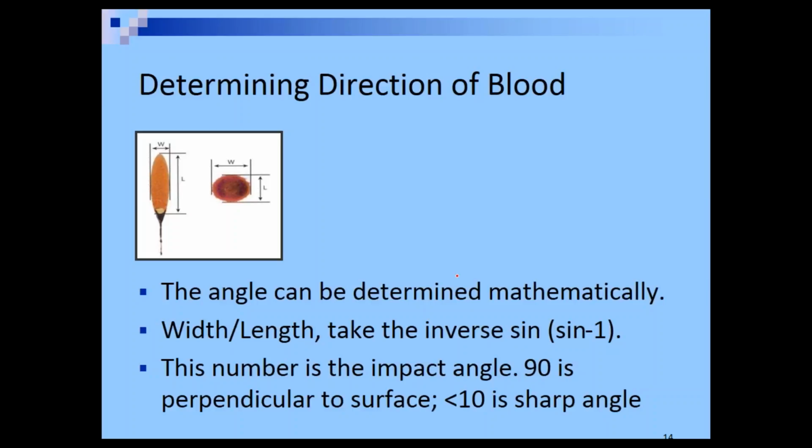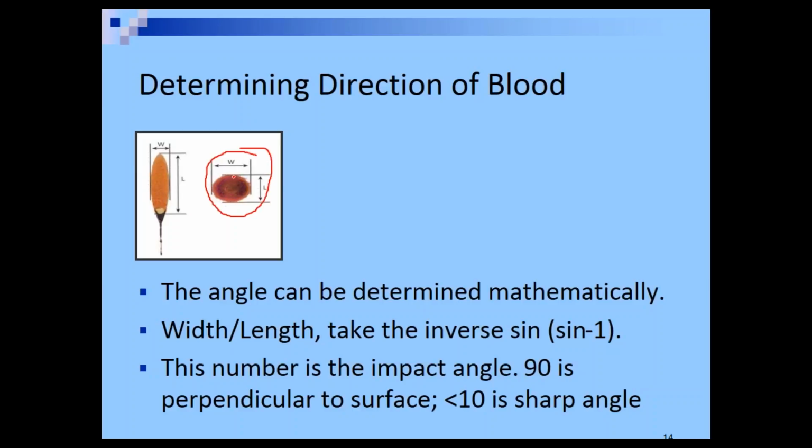But what I want you to know is if I ask you on a multiple choice question, how is the three-dimensional direction determined? You can say that it's determined mathematically by looking at the width and the length. Now notice here, the width and the length are equal. It's like a perfect sphere.